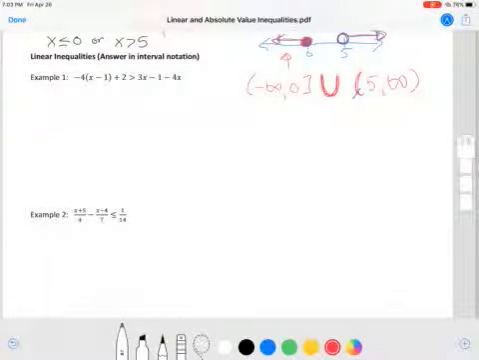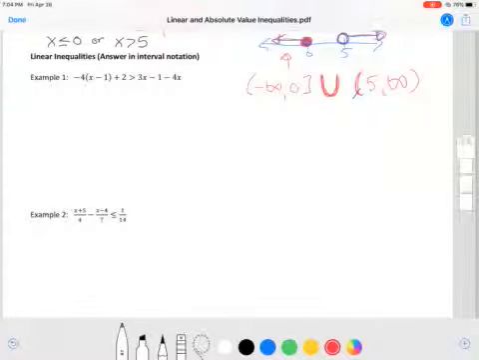Okay, now that we have reviewed interval notation, what we're going to do is solve linear inequalities, and then we're going to write our answer using interval notation. Now, when we are solving linear inequalities, we solve them just like we solve a linear equation, with the one extra rule: if you multiply or divide by a negative number, you have to switch the direction of the inequality sign to keep the statement a true statement.